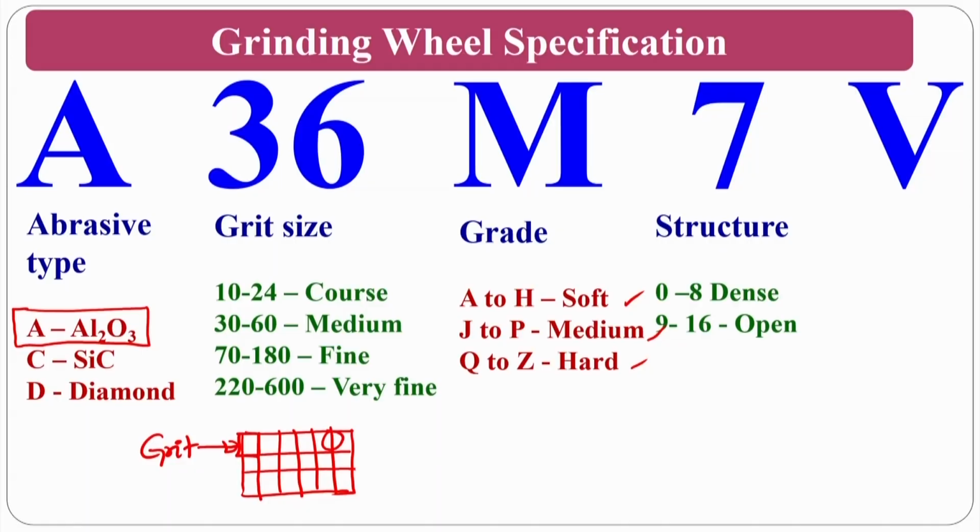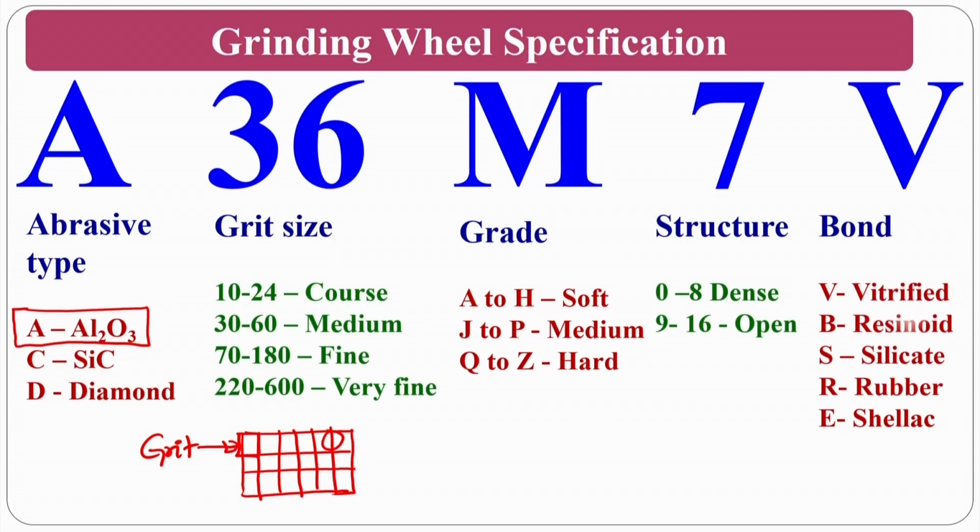Okay. 7 refers to the structure. Normally there are two varieties of structures. One is dense structure, another is open structure. Okay. Dense structure means the number of abrasive particles in a particular area will be very high and pores are very few. In an open structure, pores are very many and the number of particles in a unit area is very few. V refers to the bond material. Which type of bonding? Vitrified bond, resinoid bond, silicate bond, rubber bond, shellac bond. Which type of bonding you want in your grinding wheel is specified by the bond.